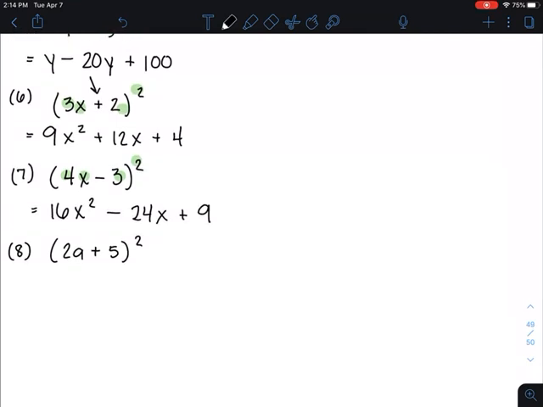And number 8, 2a plus 5 squared. Square the first term. 2 times 2 is 4. A times a is a squared. Multiply everything together. 2 times 5 is 10, times 2 is 20, times a is 20a. I kept the plus sign because that's what they gave me in the binomial. And 5 times 5 is 25. Alrighty.